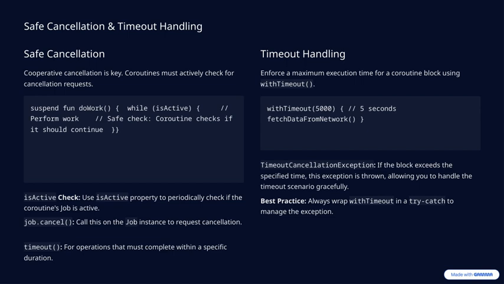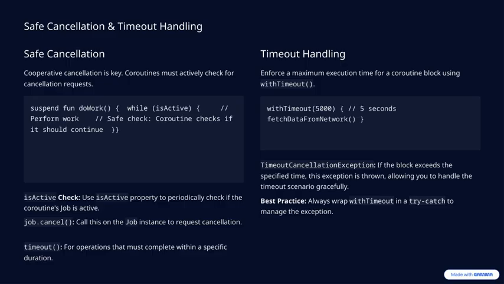Now, when it comes to operations that must finish within a specific time frame, we use withTimeout. This function enforces a maximum duration for a block of code. For instance, withTimeout(5000) wraps a network fetch, ensuring it doesn't run longer than 5 seconds. If the operation exceeds this limit, a TimeoutCancellationException is thrown, giving us a chance to handle the timeout scenario properly. The best practice here is to always wrap withTimeout in a try-catch block. This way, you can catch the exception and respond gracefully, like informing the user or retrying the operation.